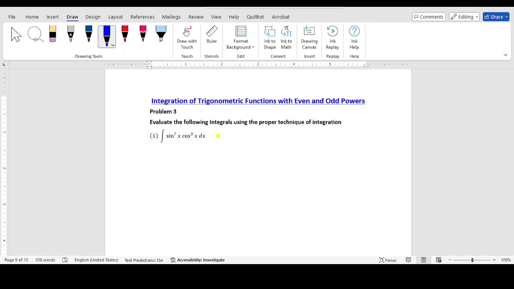Here we have a product of two functions, sine to the power 7 multiplied by cosine to the power 3. So we have a product of sine and cosine, both with odd power. As we mentioned in the lecture, we will split one of the functions with the lower power, here it's cosine to the power 3. So evaluate the integration of sine to the power 7 x multiplied by cosine to the power 3, which is cosine to the power 2 x times cosine x dx.